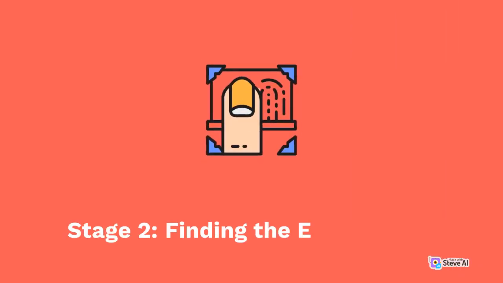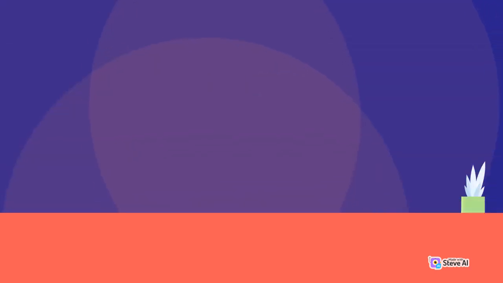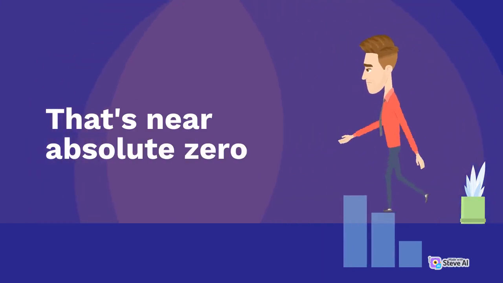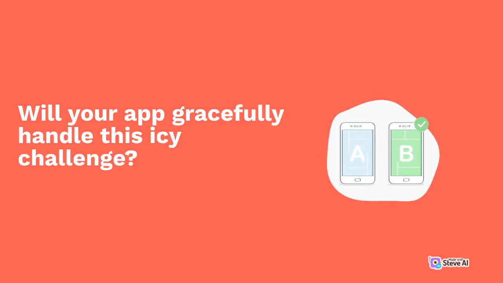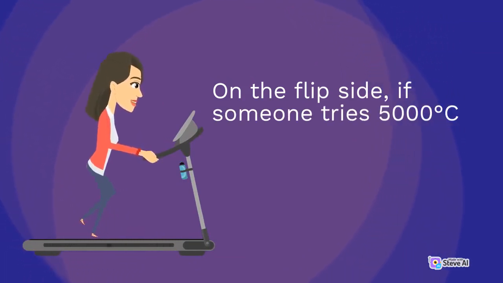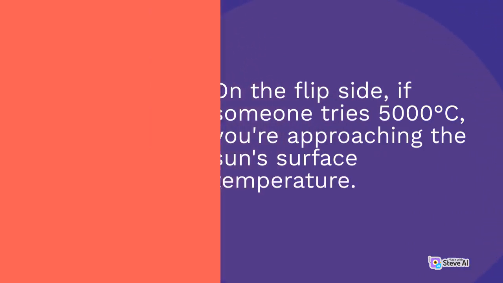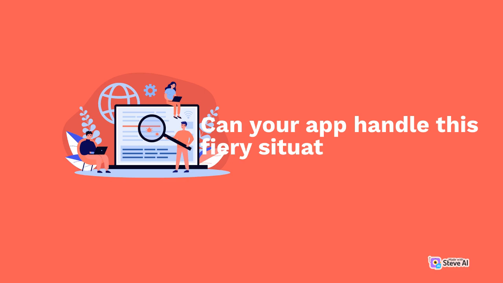Stage 2. Finding the edge cases. Now, let's explore some edge cases within these boundaries. Picture this, someone enters minus 270 degrees Celsius. That's near absolute zero. Will your app gracefully handle this icy challenge? On the flip side, if someone tries 5,000 degrees Celsius, you're approaching the sun's surface temperature. Can your app handle this fiery situation?